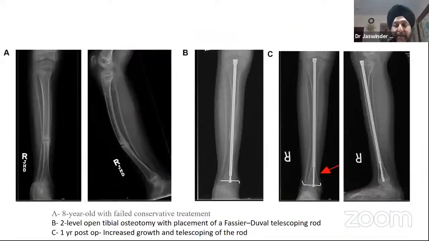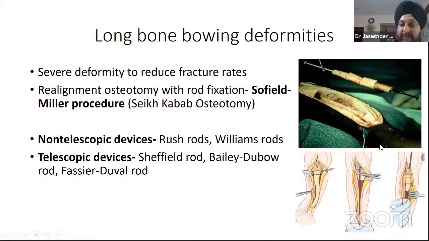So this is Sheesh kebab osteotomy, or the Sofield-Miller procedure. In the diagrammatic representation there is a bowing of the bone. With a single osteotomy, we cannot completely correct the deformity. So what we do is multiple cuts, like shown here. Once we have achieved a straight alignment, a rod is passed, like a Rush nail here. That is called Sheesh kebab osteotomy or Sofield-Miller procedure.